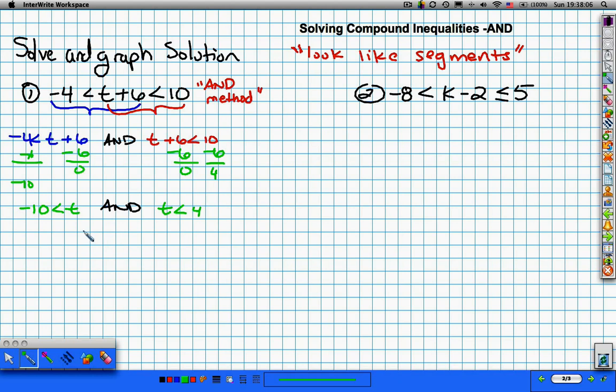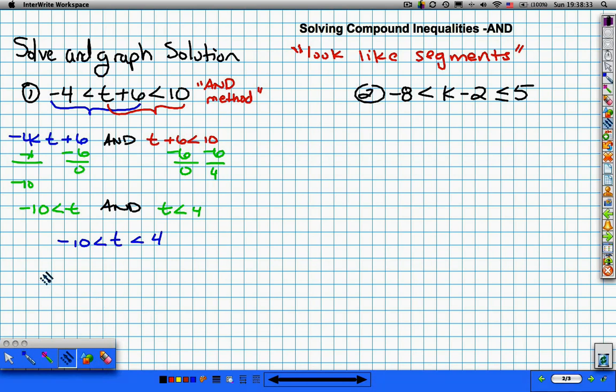So for my answer, I have -10 is less than t and t is less than 4. Well, I can write this as one compound statement. So t must be greater than -10 but less than 4. Therefore, -10 is less than t, which is less than 4. Notice I can take what I have here and just put it together. This says t is greater than -10, which says it here, and t must be less than 4.